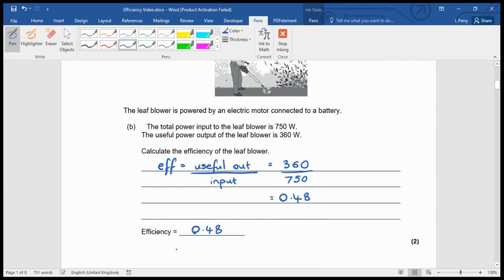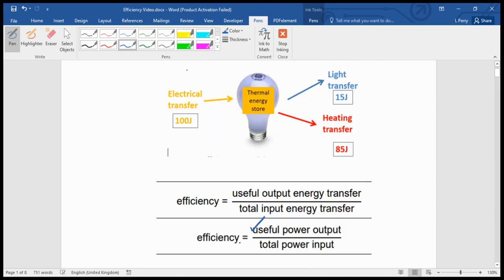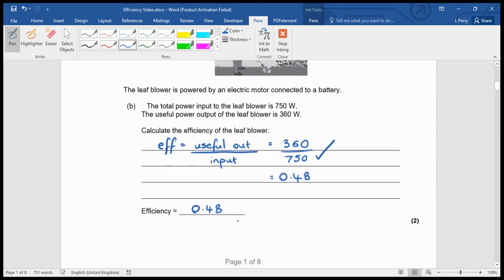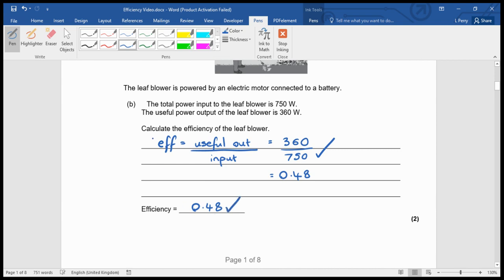Now, some people like to put their efficiencies as a percentage. There is no need to do that. That will get me the full 2 marks. 1 mark for my working out, 1 mark for the answer. But if you desperately wanted to put it into a percentage, you would times by 100 to make it a percent, and your answer would be 48%. If you do that, you must write percent at the end of the line. Because it gives you extra to do, I'd advise against it, to be honest.